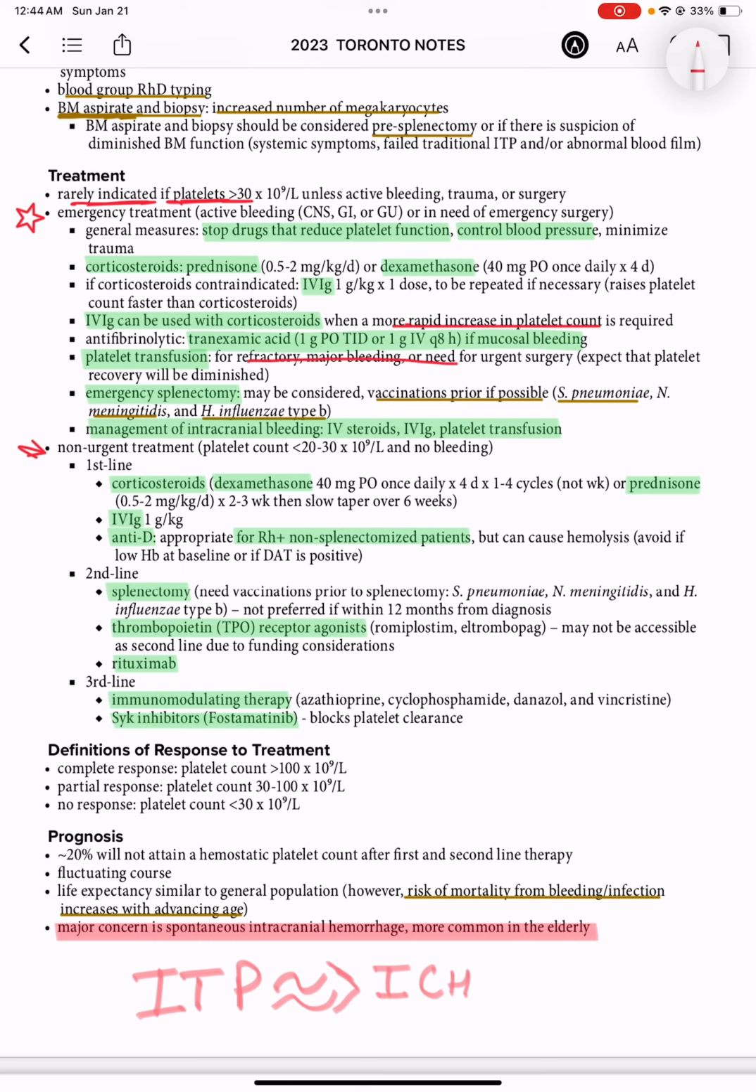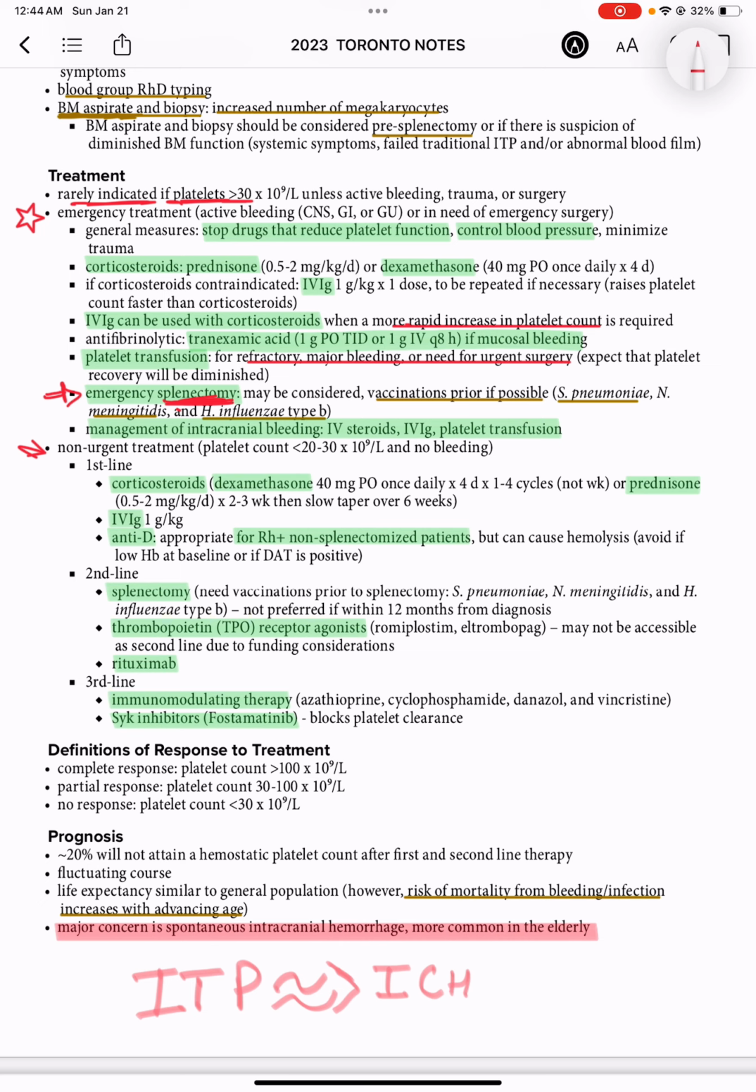for refractory cases, or if there is major bleeding or need for urgent surgery, these major things, we can give some platelet transfusion, and we can also go for emergency splenectomy. So in ITP, remember, emergency splenectomy may be considered, but before that you have to give antibiotics and vaccinations against Streptococcus pneumoniae, Neisseria meningitidis, and HIB, Haemophilus influenzae type B. And if in case we have some intracranial hemorrhage, intracranial bleeding, we're going to go with IV steroids, IV immunoglobulins, and platelet transfusion. So this is the major treatment pattern of ITP.